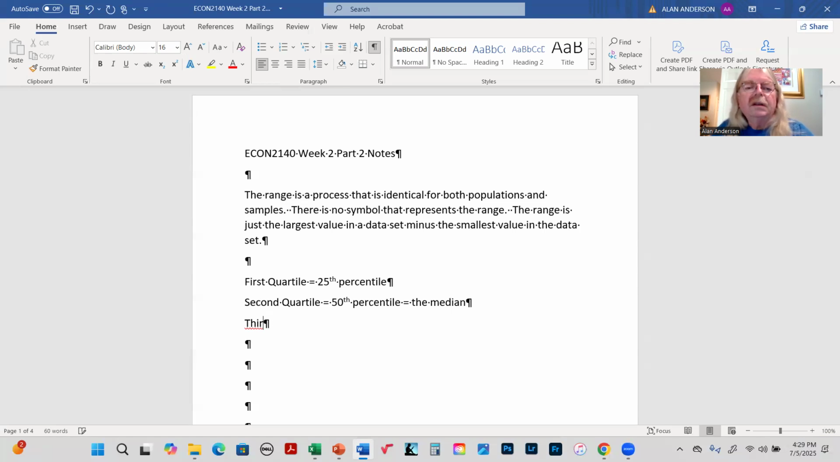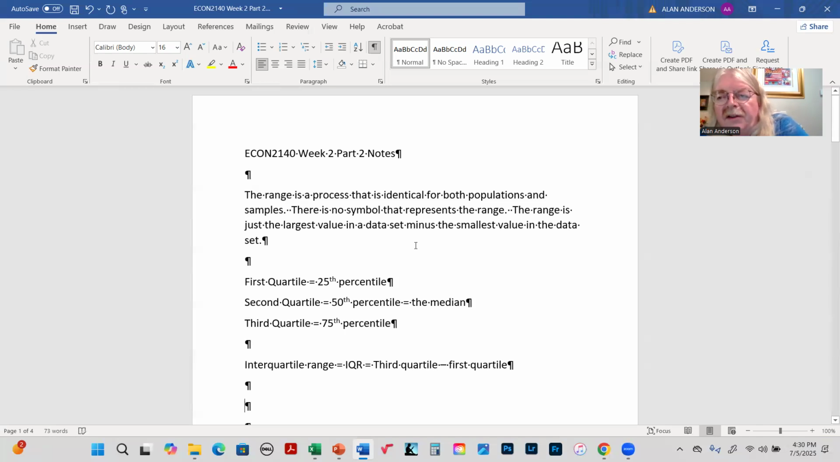The third quartile is the 75th percentile, which means that three quarters of the data are at that point or below, and the remaining 25% are above that point. So the interquartile range is a very simple measure. It's abbreviated IQR, and it's simply the difference between the third quartile and the first quartile. And that's all there is to it.